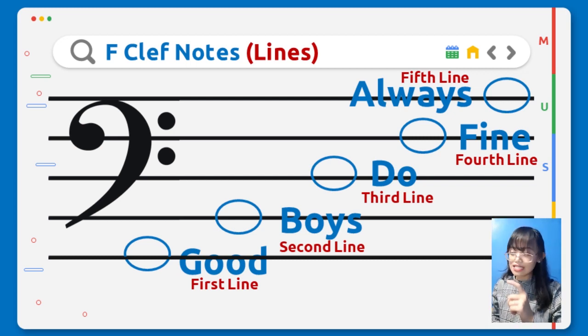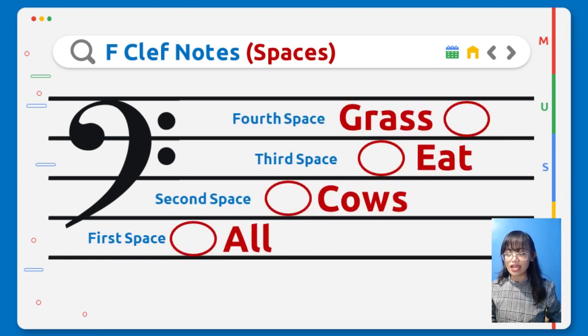Remember, as we said earlier, the F clef or the bass clef establishes the F note on the fourth line. So, see, the F note, "fine," is really on the fourth line. So, it's another technique to remember. Good boys do fine always, that's for the bass clef lines. Then for the bass clef spaces, we have all cows eat grass.